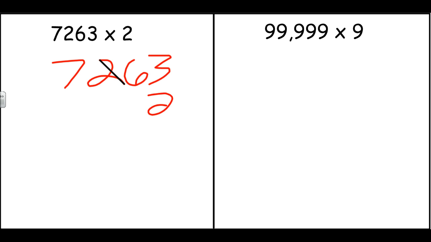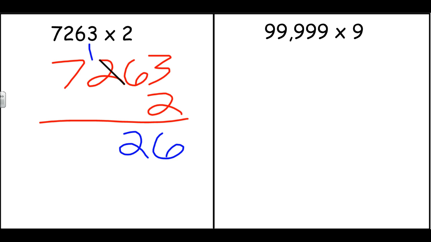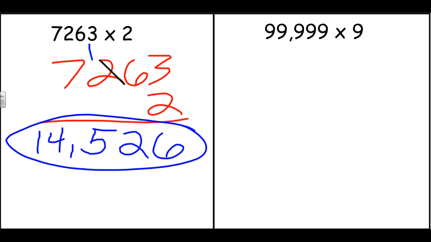7,263 times 2. 3 times 2 is 6. 2 times 6 is 12. Plus 1 for an extra 100. 2 times 2 is 4, plus 1 extra 100 is 5. No carrying there. 2 times 7 is 14, so we have 14,526.